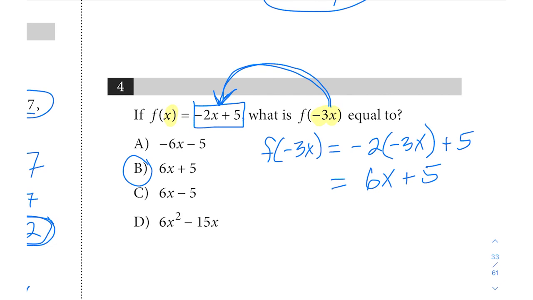But just remember that this step here is always going to be the appropriate step. When you're given a function and then you're asked for the value of that function for a particular input, meaning whatever goes in that parentheses, take whatever's inside that parentheses, substitute it in for x.